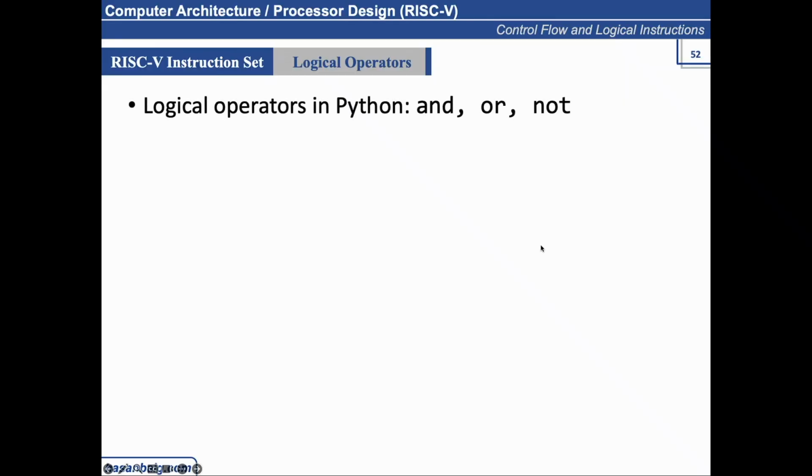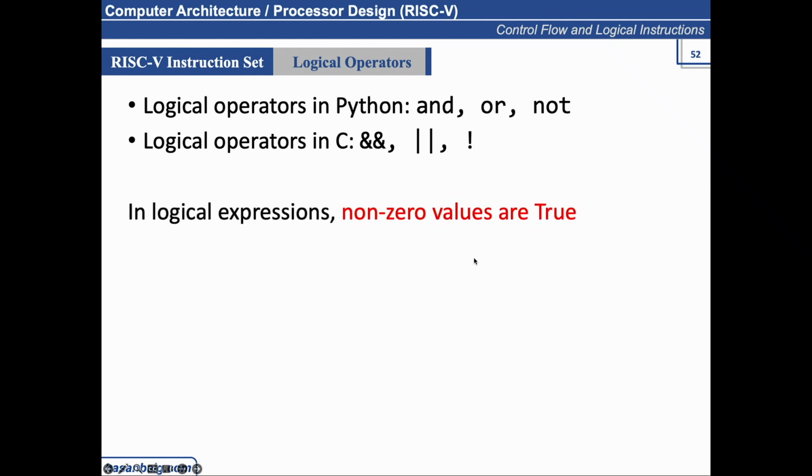Okay, so we have logical operators in Python like and, or, not. Similarly, in C, there are double ampersand sign, double pipe for or, and exclamation mark for not operation. So in logical expressions, non-zero values are true.